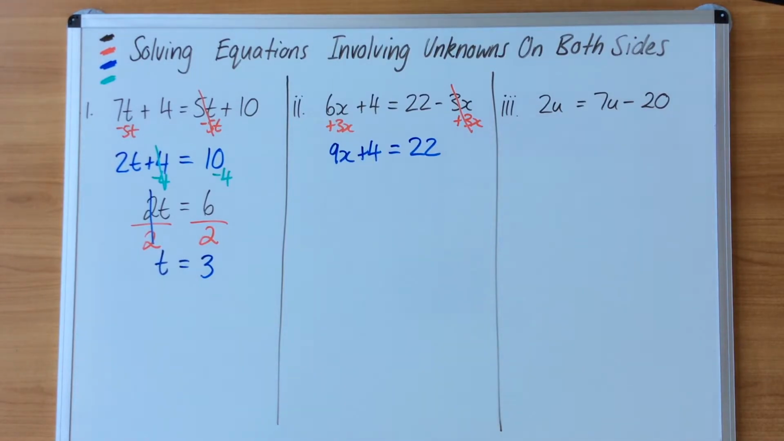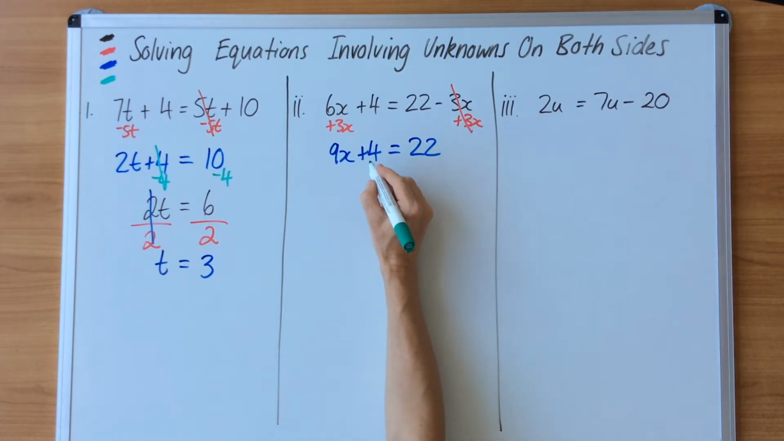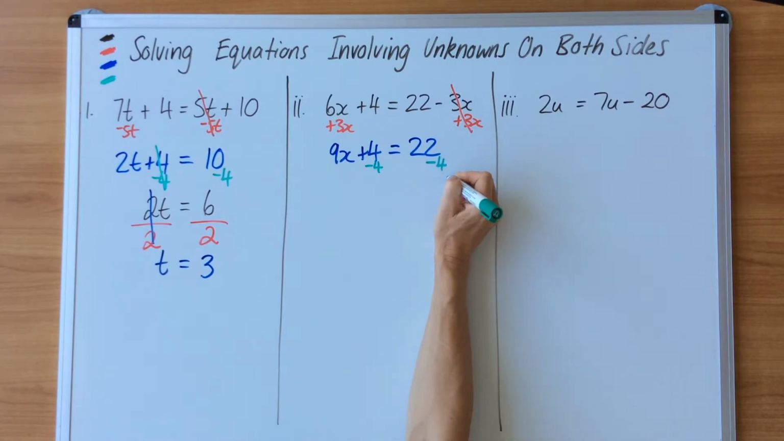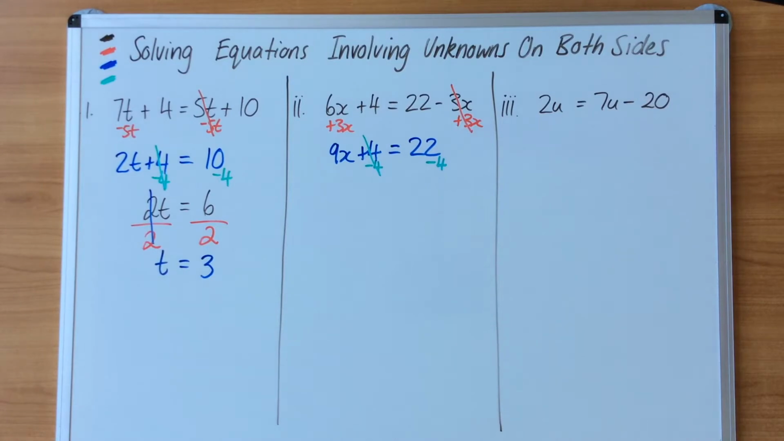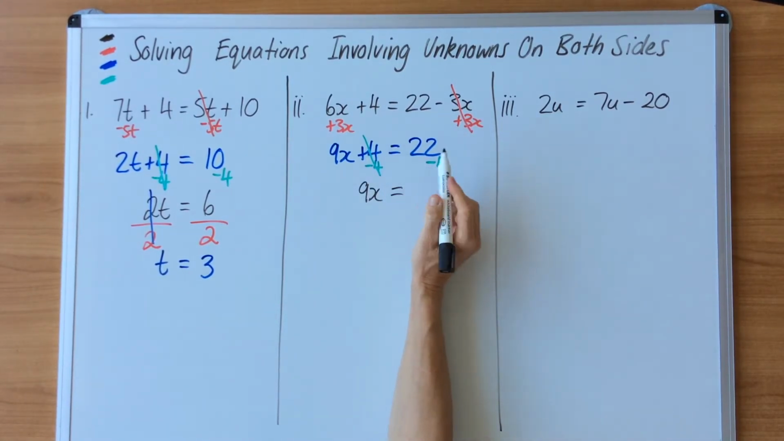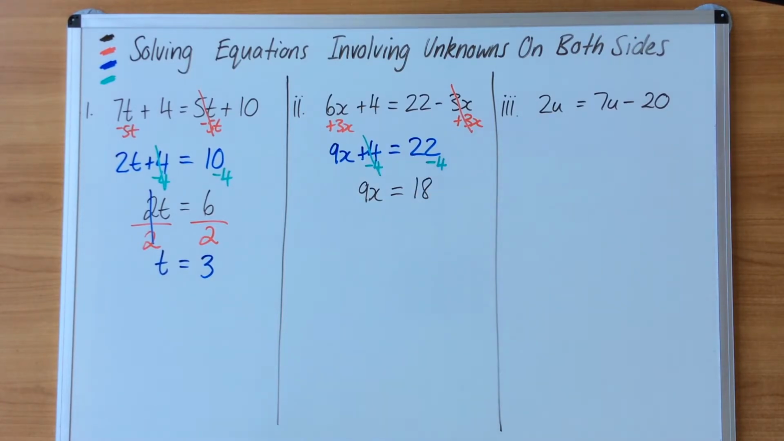And now I have a two-step equation. So I want letters on the left, numbers on the right. The 4 doesn't belong here, so opposite of plus 4 is negative 4, and what I do to one side, I must do to the other. We know that 4 minus 4 cancels out into 0, so I drop the 9x down, equals, and I go 22 minus 4 is 18.